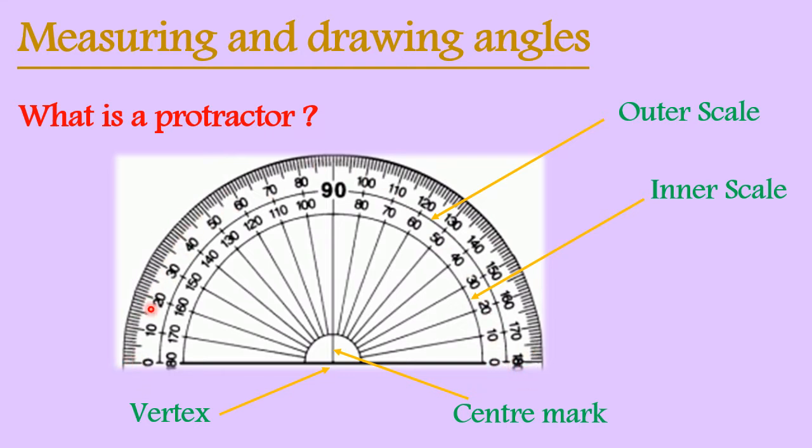From 0 to 180 numbers are there. If I am taking the inner scale, 0, 10, 20, 30 like that, up to 180. If I am taking the outer scale, 0, 10, 20 like that, from 0 to 180 degrees are there. Normally we use a protractor to measure angles and draw angles.